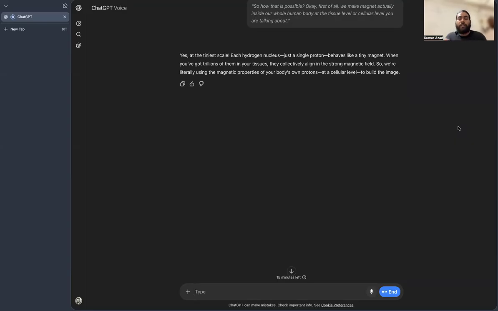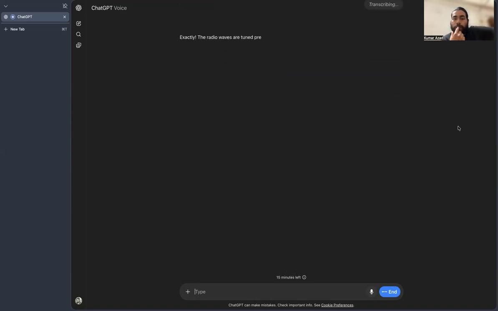So first they make a magnet and they pass a radio wave, but that radio wave should also be in that range so that it goes to that magnet level, or that radio wave catches that magnetic field-like thing.